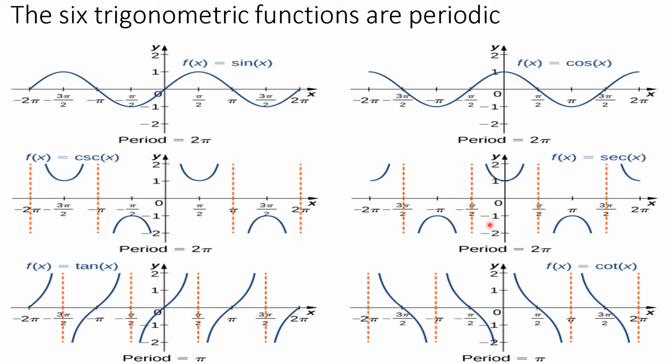Next one, secant function. The secant function is defined in terms of the cosine function, that is secant x is equal to 1 by cos x. To draw the graph of the secant function, we can use the reciprocals of the cosine function values.